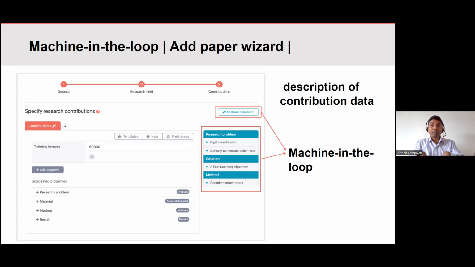For that, we use some machine assistance. So there is some kind of smart suggestions, where in this case, you could see that the highlighted fields such as research problems, solutions, and methods are extracted from this article that has been provided as an input.